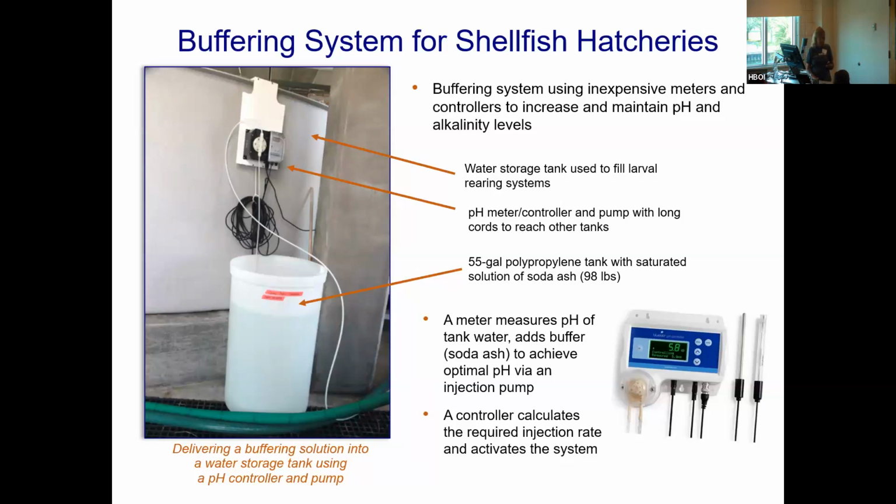This is not an expensive operation to put together. In fact, all the work is being done by this piece of equipment, and these are used routinely in hydroponic operations. This one in particular is close to $400. They can get much more expensive.